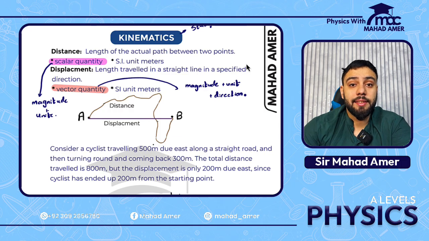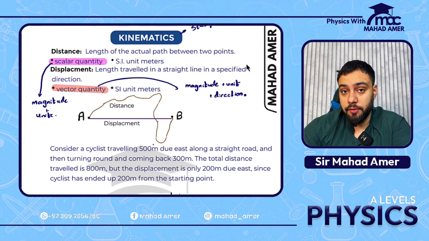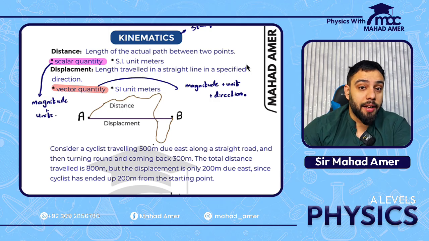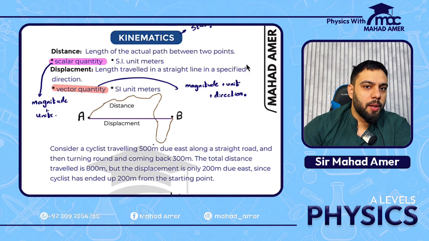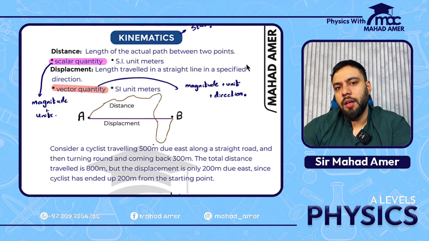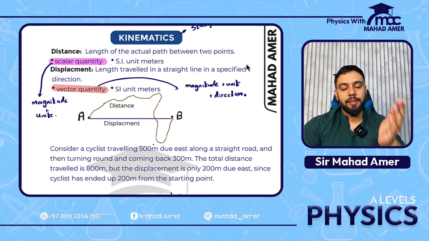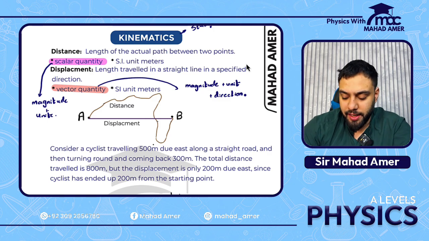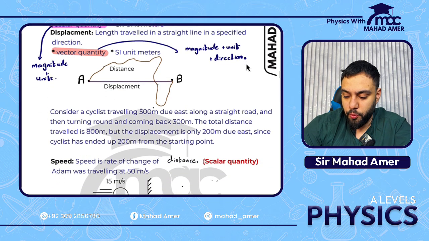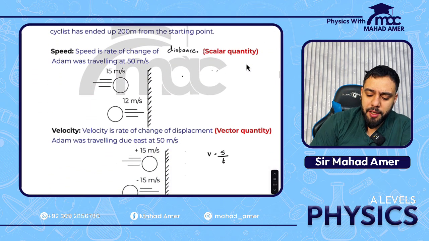Usually in your IGCSEs, we used to take direction as positive when we are going to the right hand side, and negative when we are going to the left hand side. But in IAS, it's not specified. They can give you the direction of downward as positive or going to the left as positive. So if you're taking left direction as positive, you need to realize that the right direction would be negative in that case. Moving on, we have got speed.